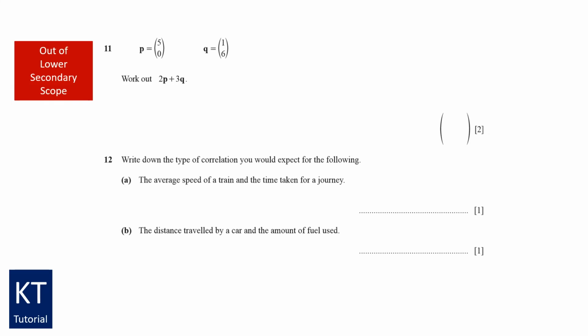Question 11. Work out 2p plus 3q. In following through the working, it should lead us to a matrix with the numbers 13 and 18.